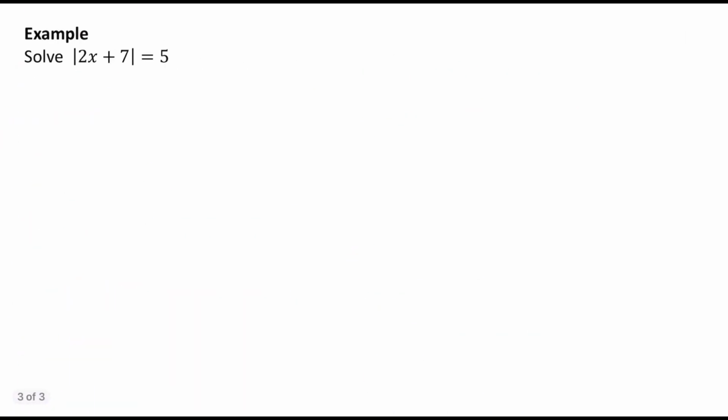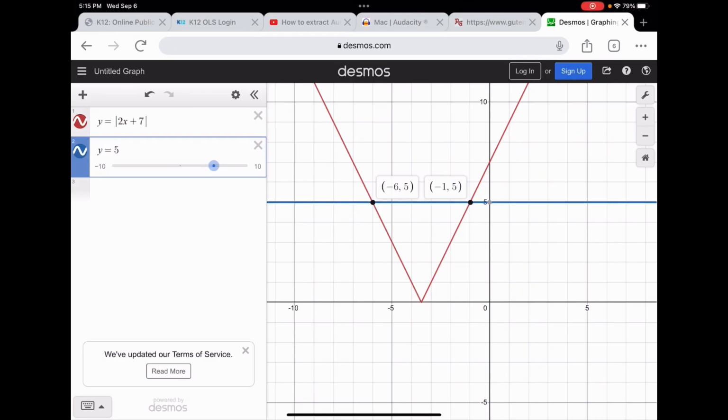So now let's try solving this equation. And actually what we're going to do is we're going to solve this one by graphing. So what I'm going to do here is I'm going to take this and make that y in my Desmos. And then I'm going to make this another y, right? So I'm just going to go to Desmos and type in y equals the absolute value of 2x plus 7 and y equals 5.